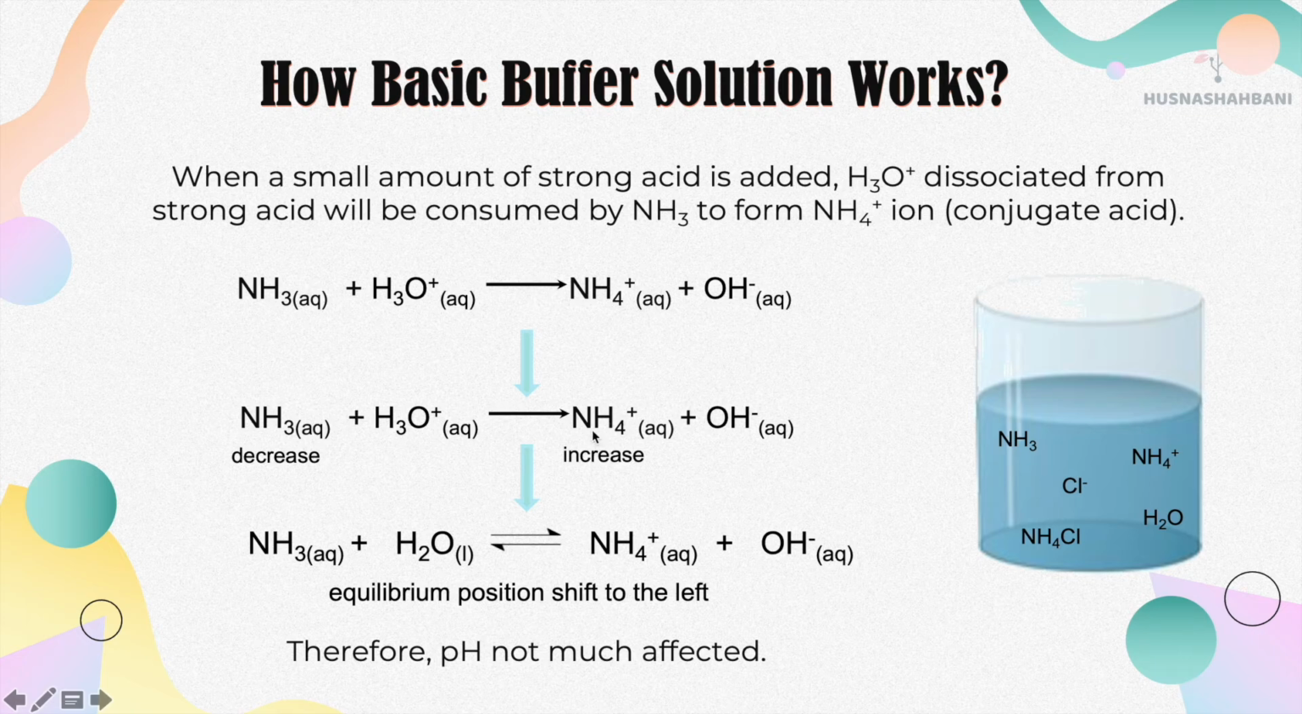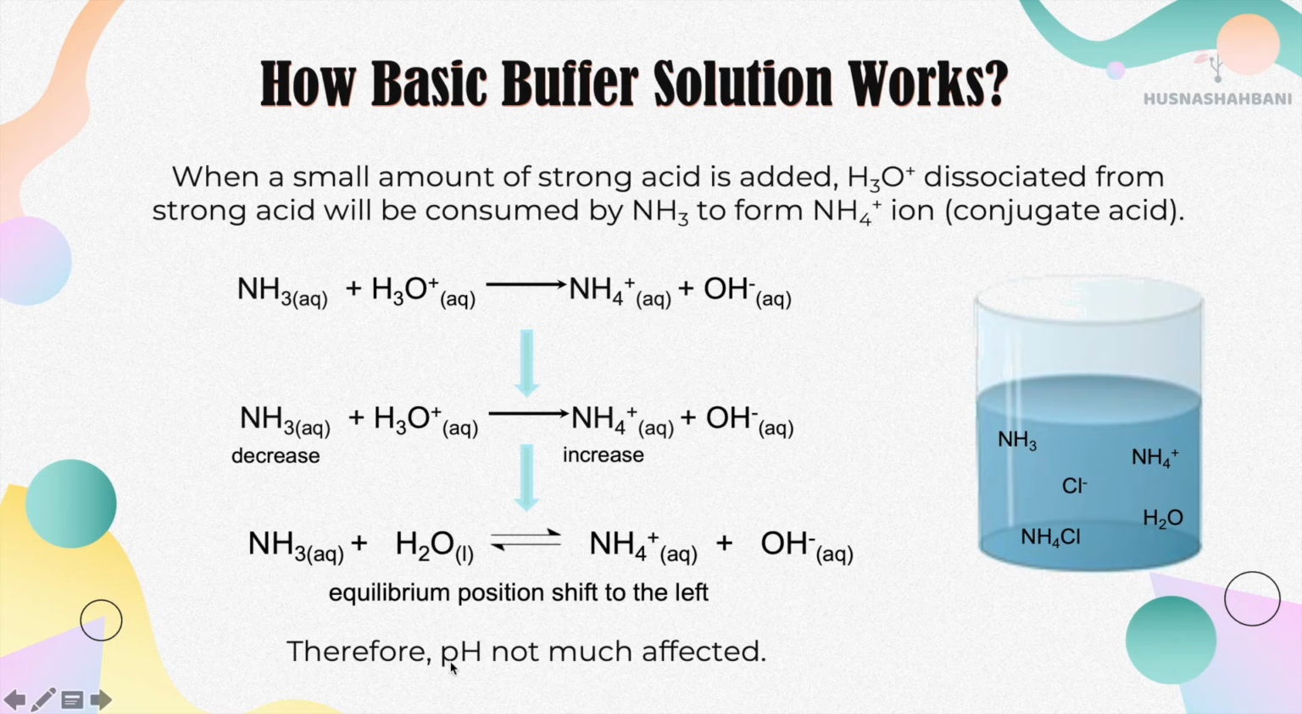This is the base, this is the conjugate acid, and its concentration will increase. So this is the dissociation equation of NH3, because NH3 is a weak base. A weak base dissociates very slightly in water to become NH4 plus and OH minus. When this NH4 plus increases, the equilibrium position will shift to the left to make it normal again.